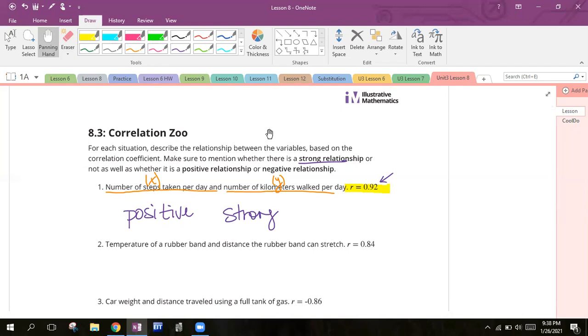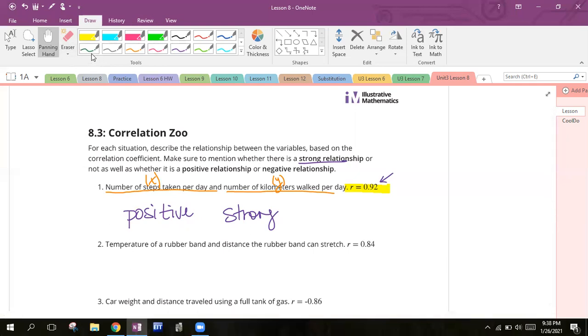About 15 more seconds. All right, here we go.